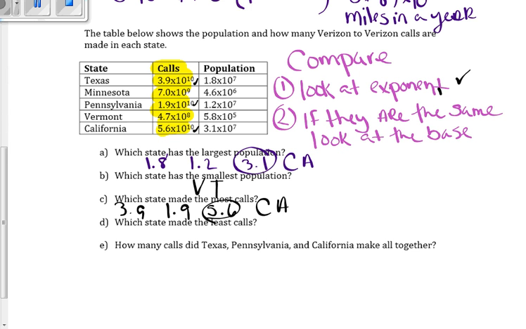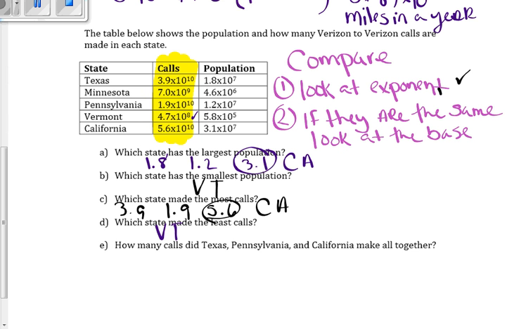All right, finally, we're going to see which state made the least amount of calls. Again, we're looking at the calls column, and we want to look at the smallest exponent. Oh, 8 seems to be our only one, and so Vermont again.